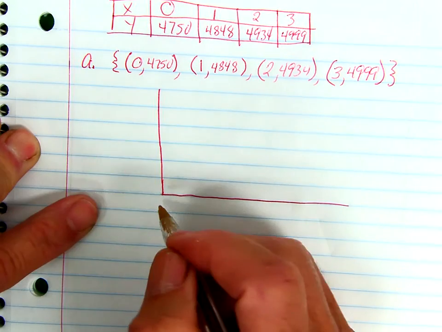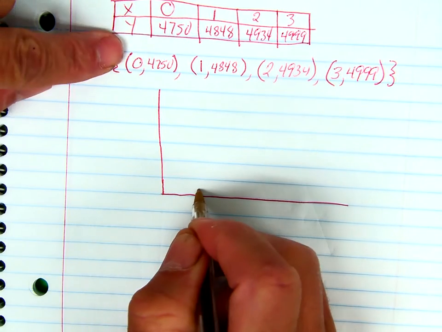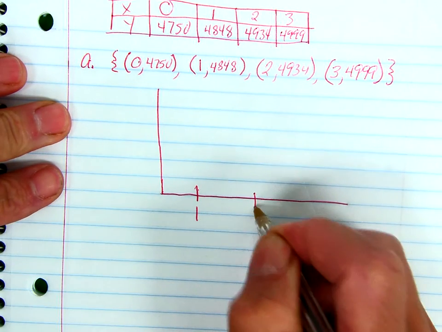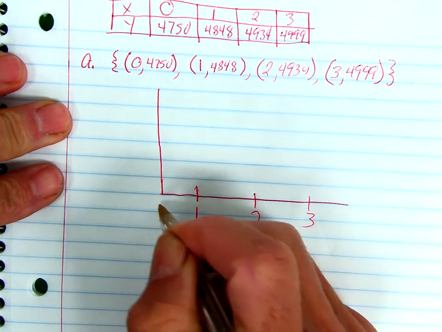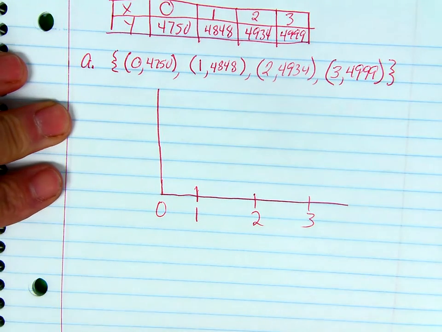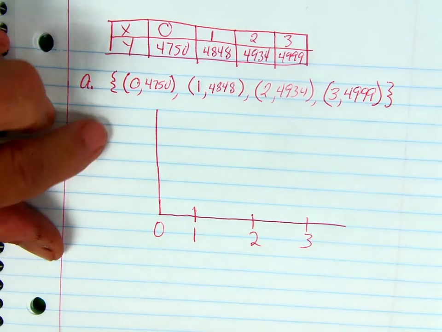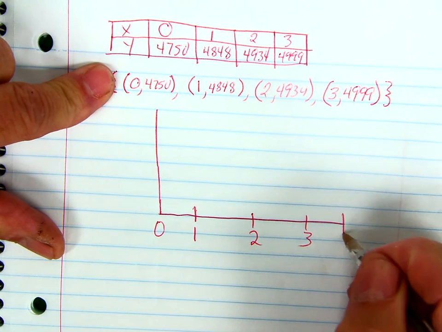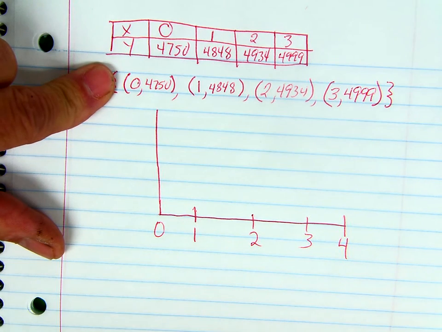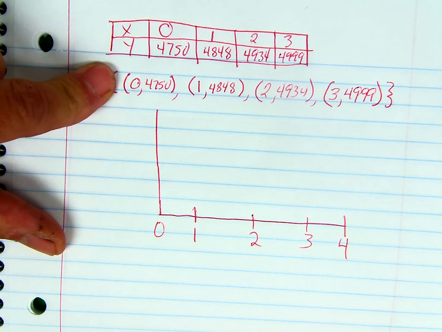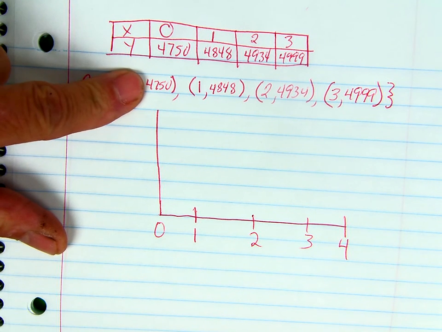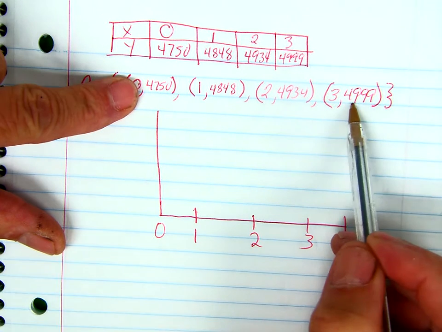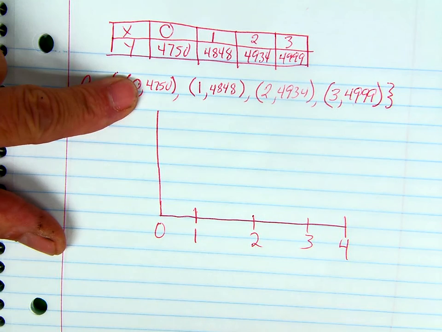Anyhow. All right, my years are 0, 1, 2, 3. So I can spread them way out here. That's my x's. 0, 1, 2, 3. Maybe I'll put a 4 down here just for good measure. Now my y values go from 4,750 all the way to 4,999.